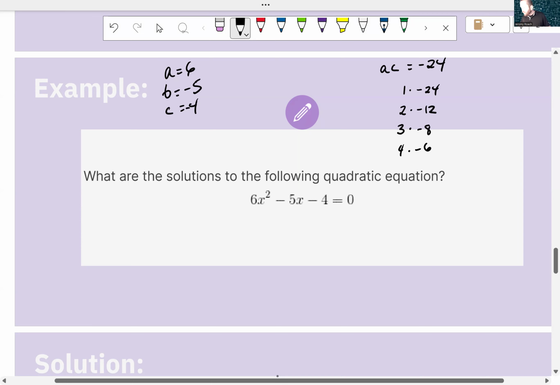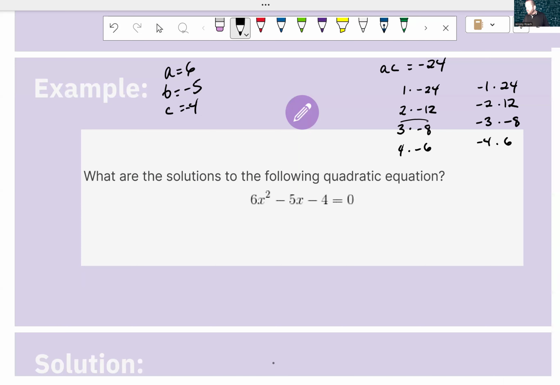And then we do the same thing for these here. Like that. Okay, now we want to figure out which ones add up to -5. And that is, again, 3 and -8.